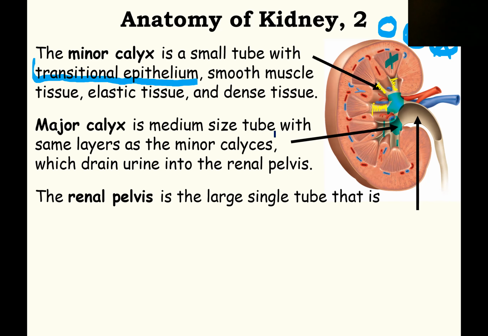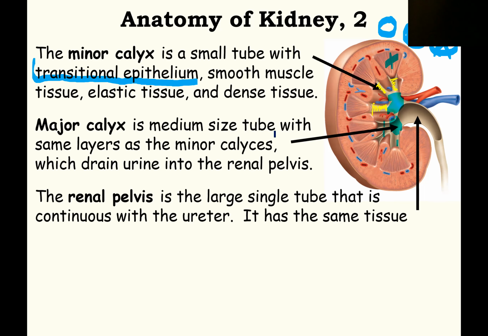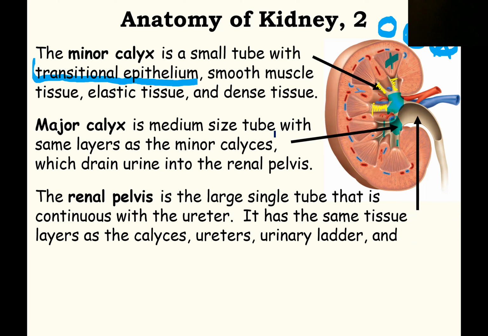The renal pelvis is the large tube. Again, same layers of tissue as the calyces. This should have a B on it. Urinary bladder. And yes, you have to put the word urinary in front of the word bladder because you have another bladder that doesn't have that in front of it. And it's not the same thing. So renal pelvis is the large single tube. It's continuous with the ureter. And it's got the same tissues as the urinary bladders, the ureters, and the urethra. They're different organs because they have different thicknesses and different shapes.